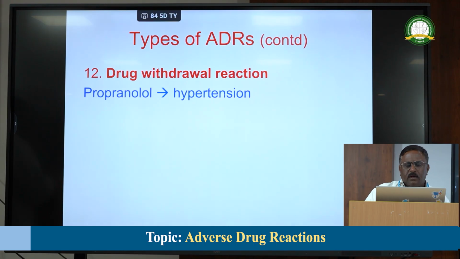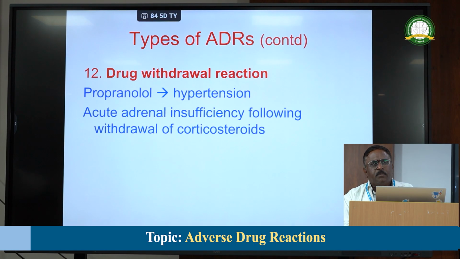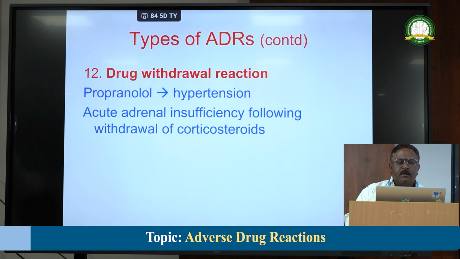What are the other types of adverse drug reactions? We have drug withdrawal reaction. For example, propranolol, which is used as a non-selective beta blocker. With most of these beta blockers, when you suddenly withdraw them, there is a sudden increase in blood pressure. And one more: if the person is on long-term use of corticosteroids, sudden withdrawal of these corticosteroids can cause acute adrenal insufficiency. We should always plan to taper the dose of these drugs and decrease the dose gradually.